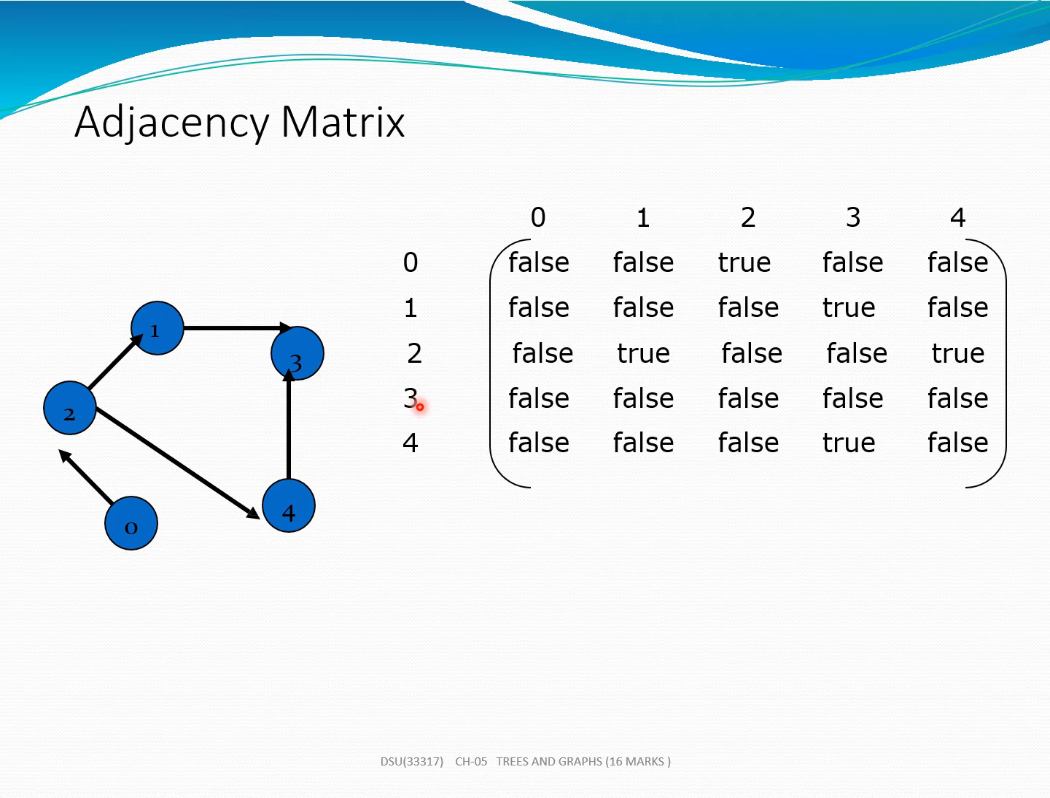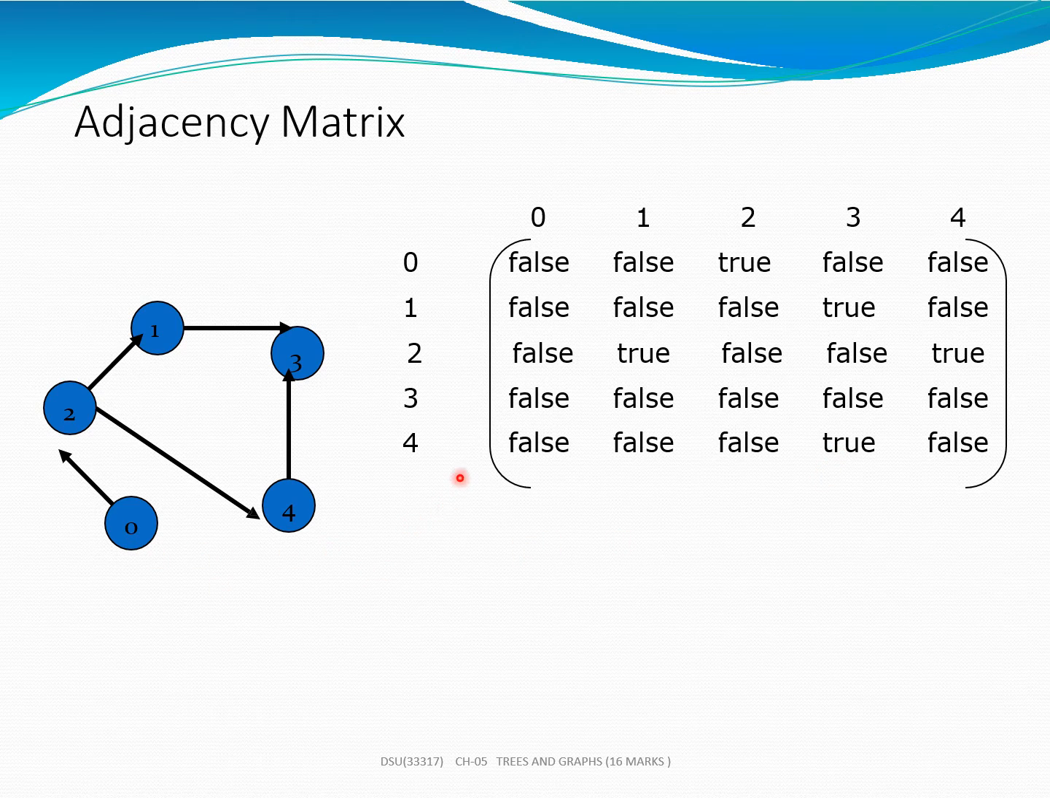Next, 3. So 3 to 0 false, 3 to 1 false, 3 to 2 false, 3 to 3 false, 3 to 4 false, because there is no outgoing edge here. Now 4. 4 to 0 false, 4 to 1 false, 4 to 2 false, 4 to 3 yes, this is an edge, so it is true. And 4 to 4 is false.